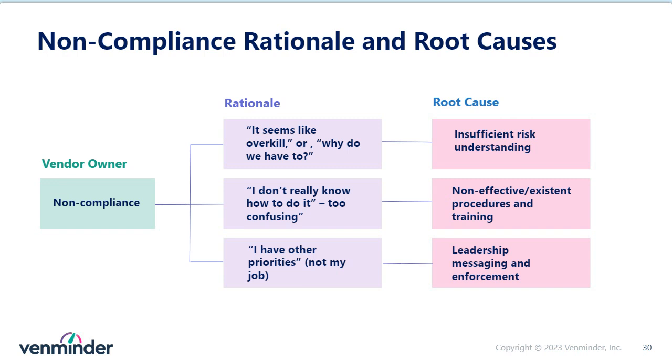So the manager asked, "Why aren't you complying?" And here's some of the rationale he got. "It seems like overkill, or why do we have to do this?" Well, the root cause there might be that they have insufficient understanding of the risk. Another one was, "I don't really know how to do it. It's too confusing." Well, the root cause there may be non-effective or non-existent procedures and training. The last one is, "I have other priorities. Basically, this is not my job." And one of the root causes there would be leadership messaging and enforcement.